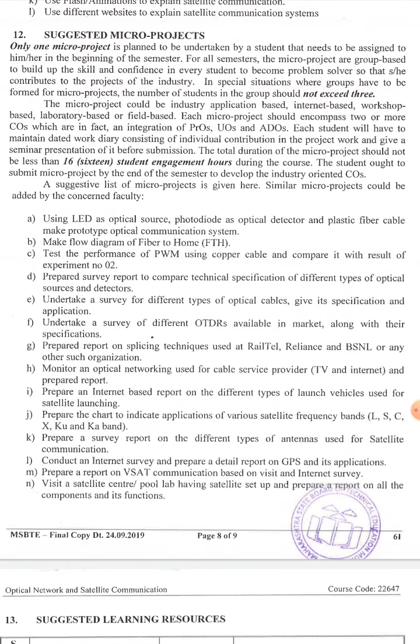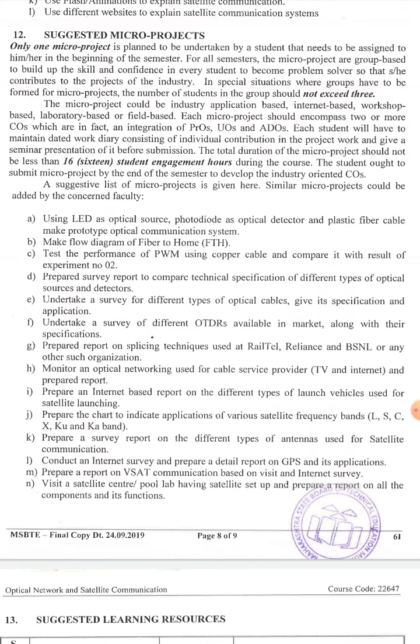Then prepare an internet-based report on different types of launch vehicles used for satellite launching. Then next, prepare a chart to indicate applications of various satellite frequency bands: L, S, C, X, Ku and Ka band. Then prepare a survey report on the different types of antennas used for satellite communication. Conduct an internet survey and prepare a detailed report on GPS and its applications. Prepare a report on VSAT communication based on an internet survey. And last, visit a satellite communication lab having a satellite setup and prepare a report on all of the components and their functions.